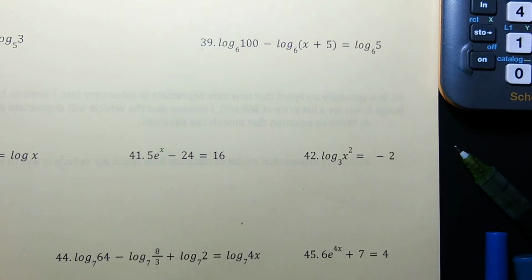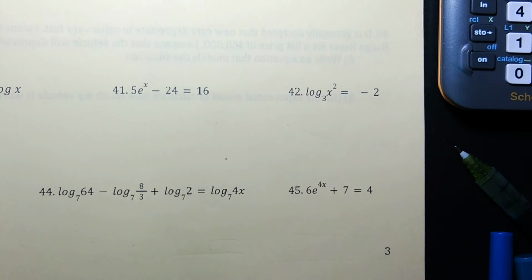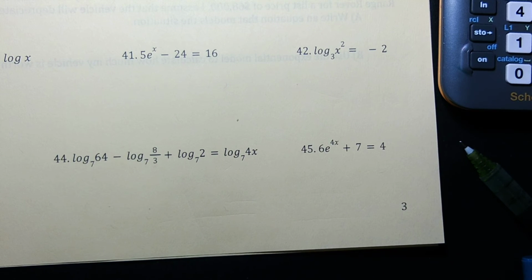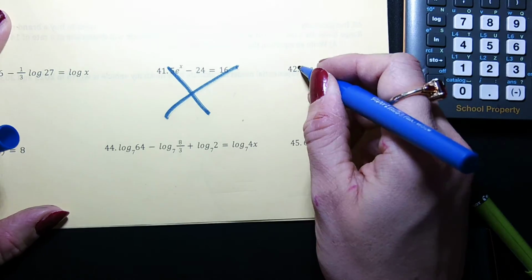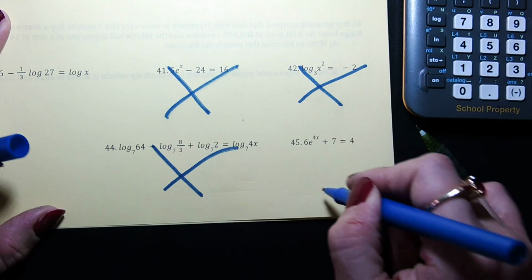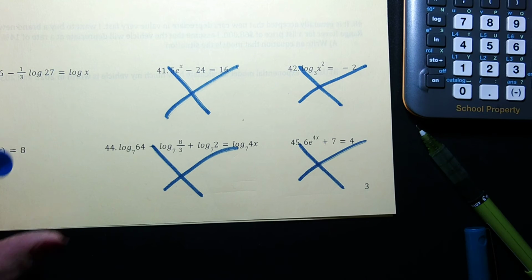On the next page, we're going to be crossing off a few problems. I want you to go ahead and cross off number 41, 42, 44, and 45. If you want some challenge problems, you are free to do those, but I won't be explicitly checking them.